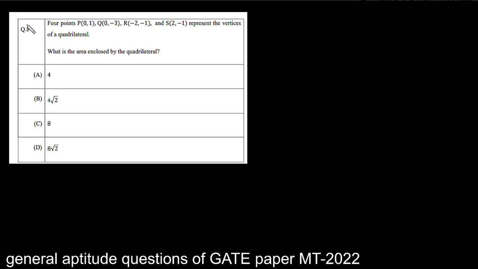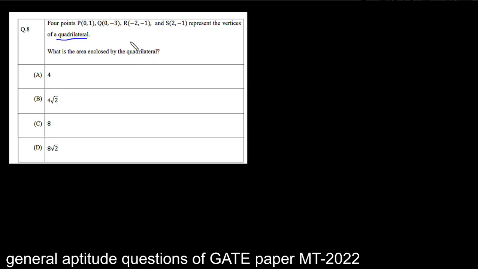Okay, so now let's solve question number 8. Question 8 says 4 points P, Q, R, S, and we have given the coordinates of all the 4 points, which represent the vertices of a quadrilateral. Here again this word quadrilateral is nothing but simply a figure with 4 sides and 4 corners, and we have given the coordinates of these 4 vertices P, Q, R, S. So they are asking what is the area enclosed by this quadrilateral.